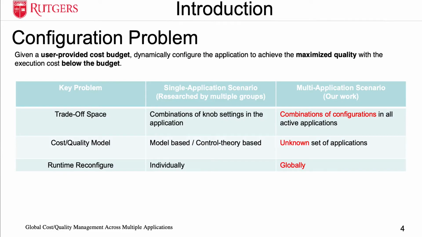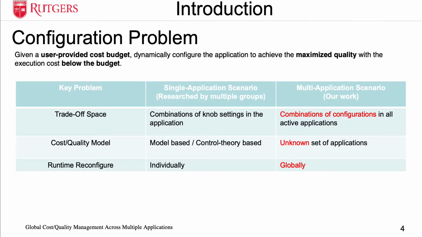The problem to be solved is to find the optimal solution such that the overall cost of the execution is within the budget and produces the highest overall quality. The three key factors of the problem are to first, set up the trade-off space. Second, construct the cost and quality model. And lastly, perform runtime reconfiguration.